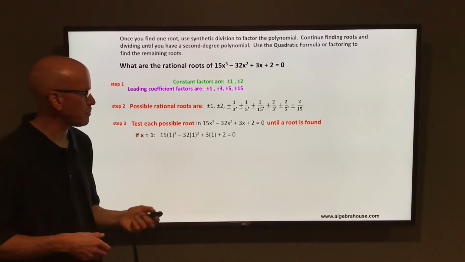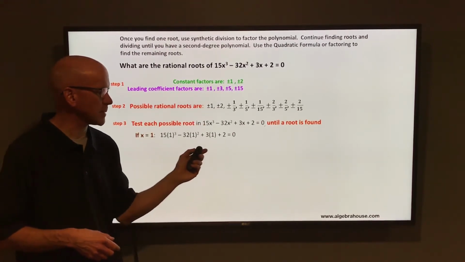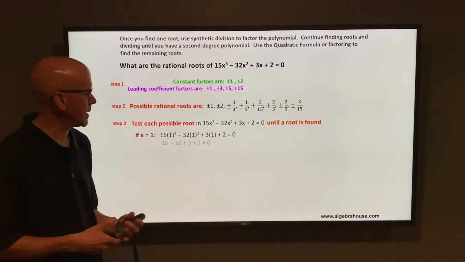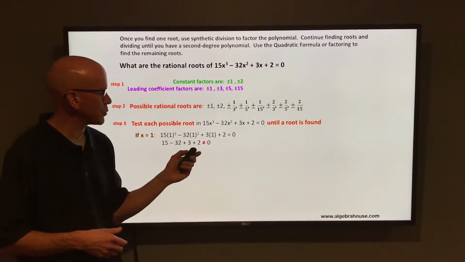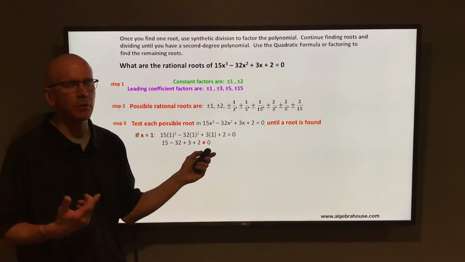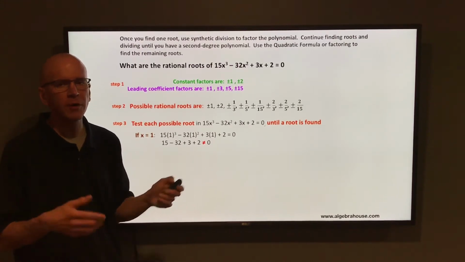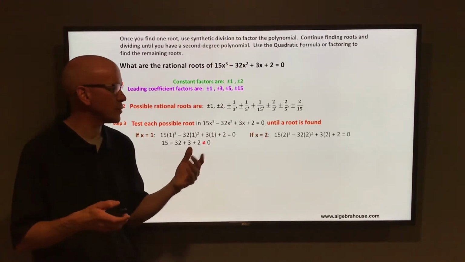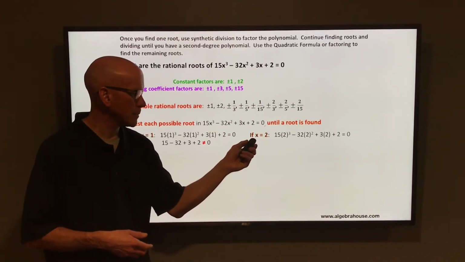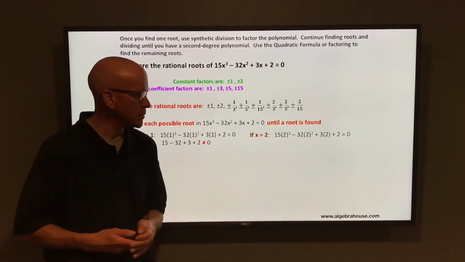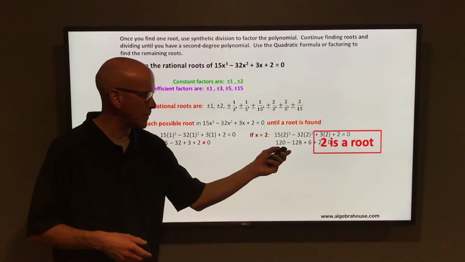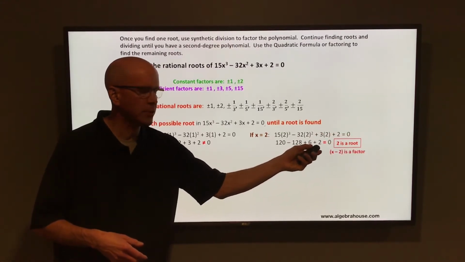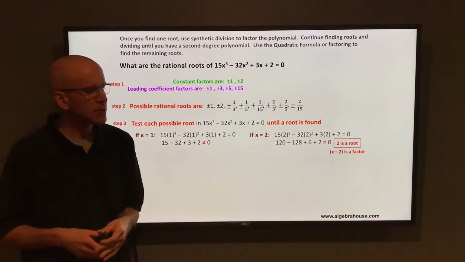So I'm going to start with positive 1. If I manually substitute 1 in for x, I'm going to end up with 15 minus 32 plus 3 plus 2. That is not equal to 0. So 1 is not a root. Move on to something else, either negative 1 or 2 or negative 2. I'm going to try 2. So if x equals 2, when you substitute that in, you end up with 120 minus 128 plus 6 plus 2. That does equal 0. So 2 is a root.